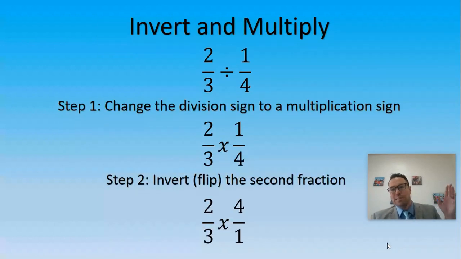Here's the third way. This is my favorite way. This is the way I was taught. This is how I find it easiest. So it's called invert and multiply. Step 1, let's just change the division sign. Let's just get rid of the division sign.